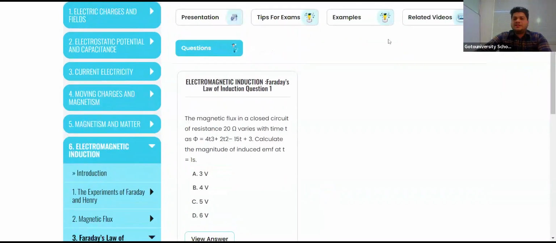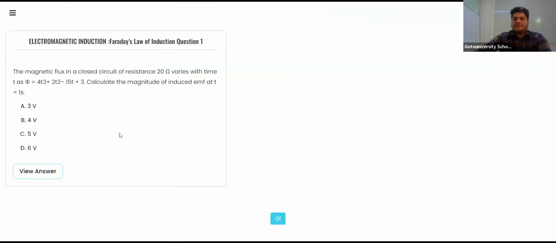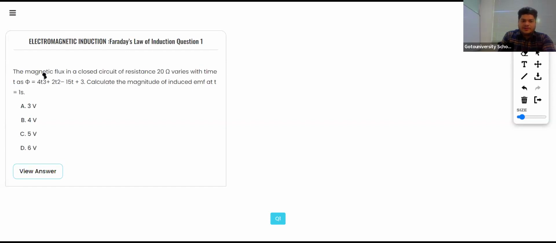Let's solve this numerical. Actually, the question is like this. This 3 is cube form. This is square form. That's it. Now, please try and solve this type of question. What do we have? Please, everyone, try to solve this question and give me the right answer.